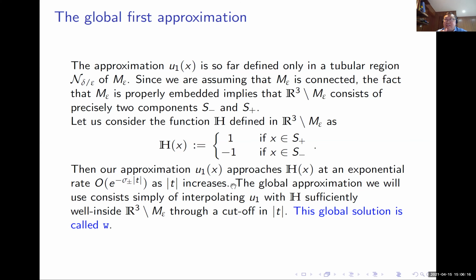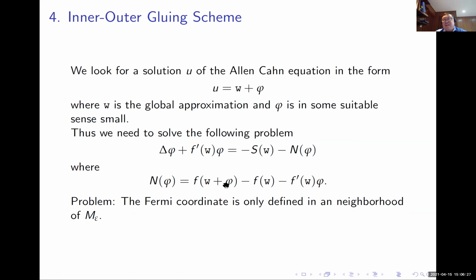But let's notice that the Fermi coordinate is only defined locally. We can define the global solution, but the Fermi coordinate is only defined locally. Because of the Fermi coordinate, the expansion of the Laplacian is only defined in a tubular neighborhood of M. So how do we solve the problem in the whole space? We look for a solution like this, W plus phi, the usual one, and we linearize around W, and we get the nonlinear term and the error term. So the problem is the Fermi coordinate is only defined in a neighborhood.